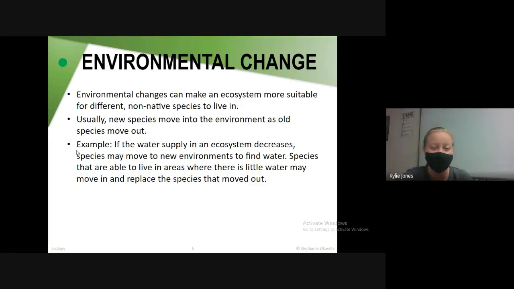Okay, so our example here is if the water supply in an ecosystem goes down, so less water, species might have to move away to a new environment to find water. Species that are able to live in areas where there is little water may move in and replace the species that moved out.